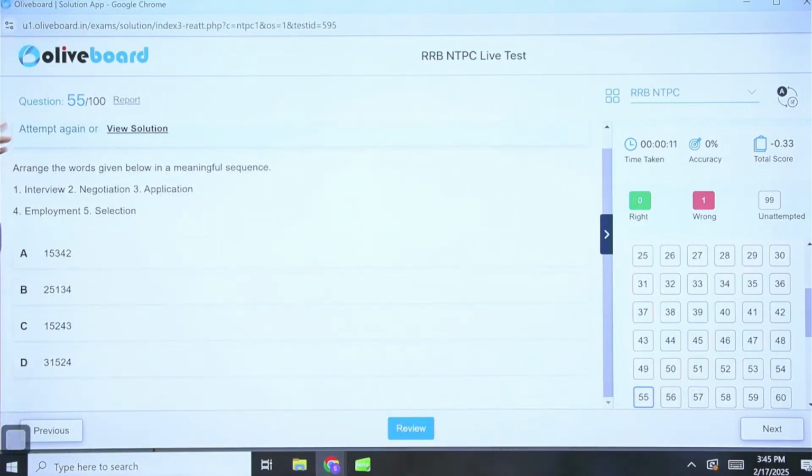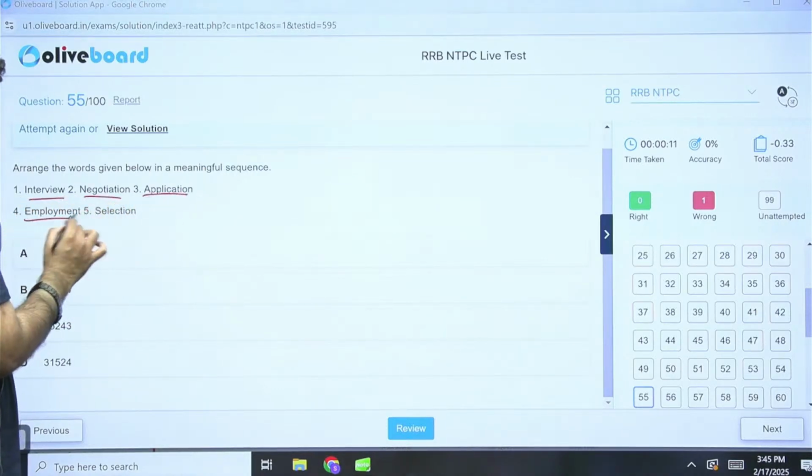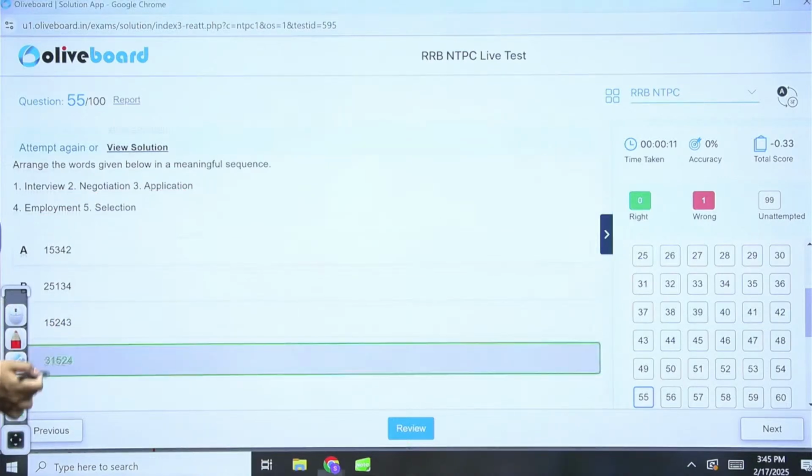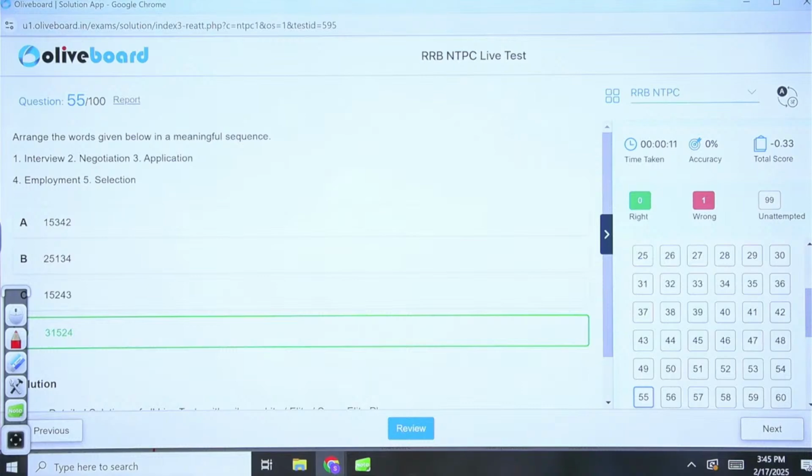Arrange in the meaningful sequence. Again, order based question. Let's see. This one is actually very easy. If you look at the words interview, negotiation, application, employment, selection. Application has to come first always. You'll start with application. Now here you have this option. This is the correct order, but still check it quickly. Application, then interview, then selection, then negotiation and then employment. Option D becomes your right answer. Very easy question. Extremely easy. Okay.